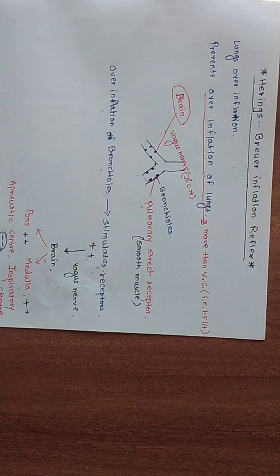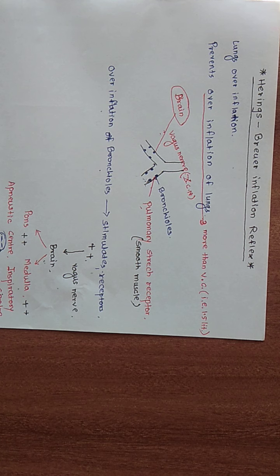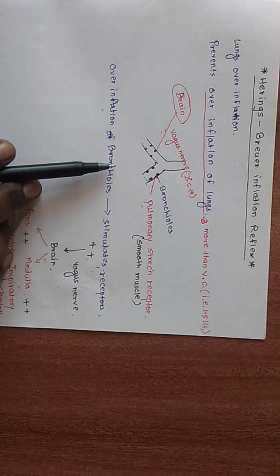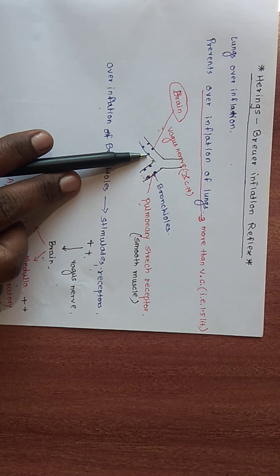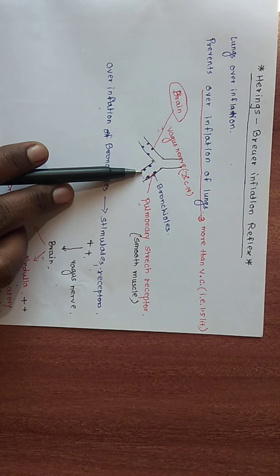When the lungs get filled to the maximum, they get stretched. So this reflex occurs because it doesn't allow the bursting of the lungs. It prevents the overinflation of the lungs. Overinflation means the lungs get filled with air more than 3 times their vital capacity, that means more than 1 liter or up to 1.5 liters. When the lungs get filled with air, the air passages, the bronchi and bronchioles, also get inflated.